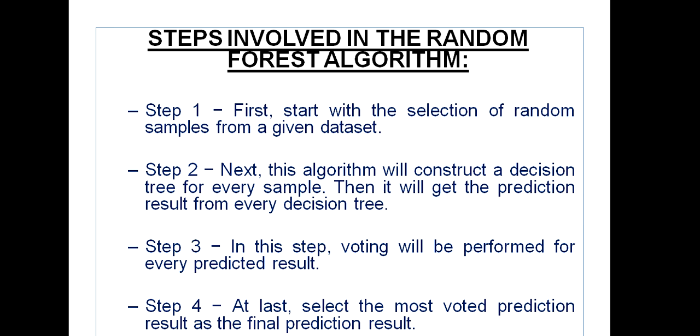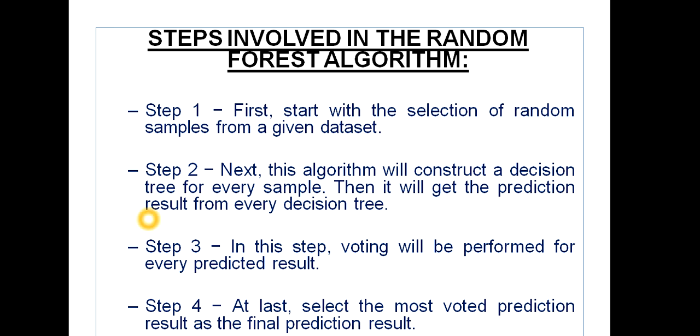Now step 3. In this step, voting will be performed for every predicted result. So the results from every decision tree that you have obtained at step 2, now voting will be applied to that. Then ultimately at step 4, that's the last step, you have to select the most voted prediction result as the final prediction result. So you got different votes. Obviously, you are going to select the most voted prediction result as the final prediction result.